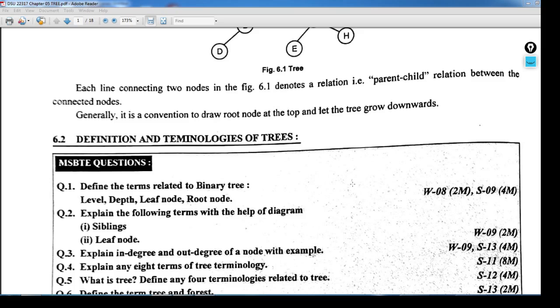Now here each line connecting two nodes is called a parent-child relation. Generally it is a convention to draw the root node at the top and let the tree grow downwards. In real life the tree grows upwards, but in data structure the tree will grow downwards and the root will be at the top.